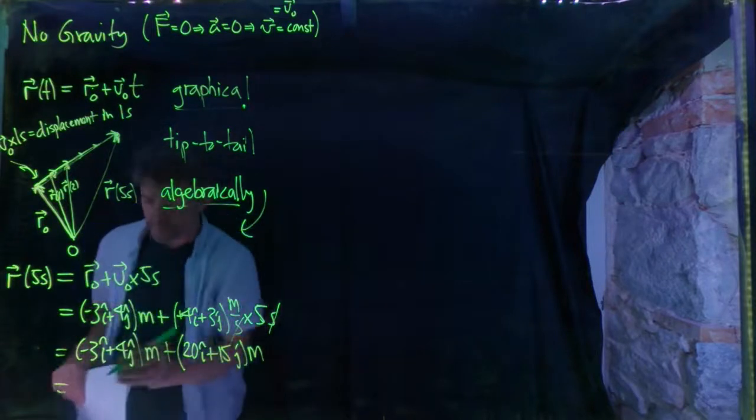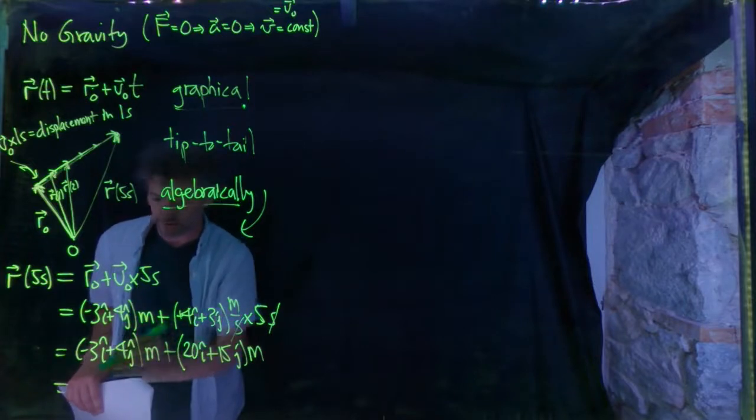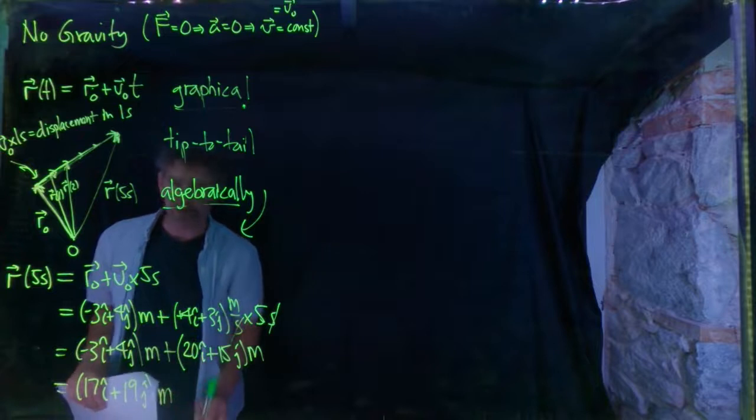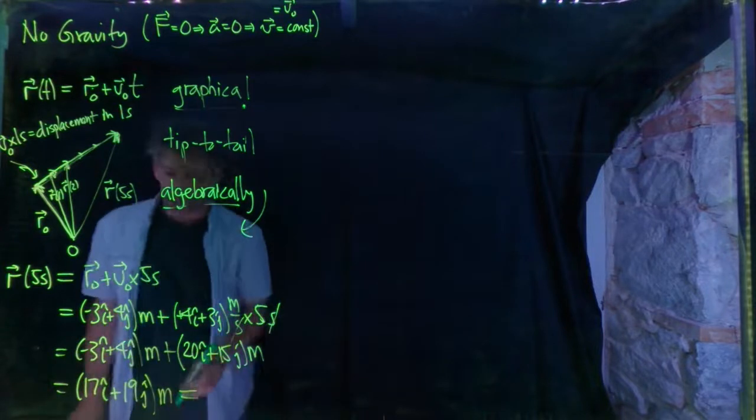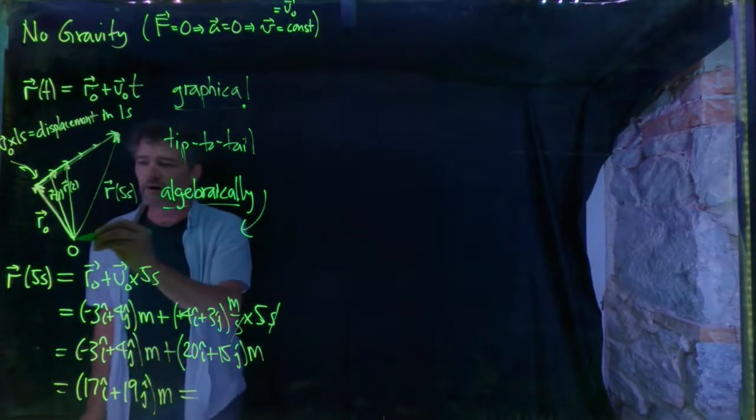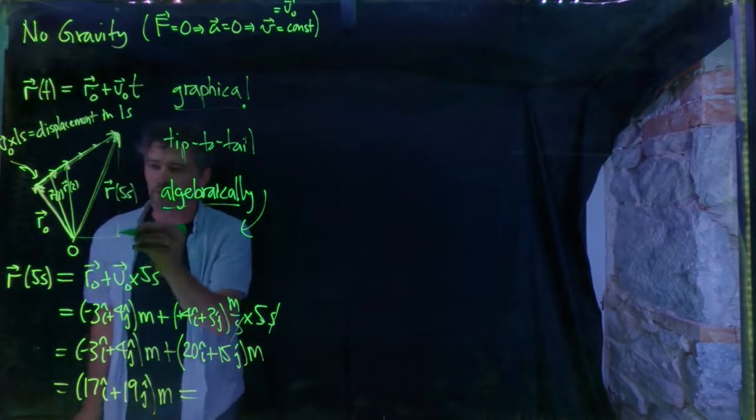And then we add these guys up. When you add vectors, you always add like components, i hat plus i hat. You add the i hat components from both, so that's -3 plus 20 is 17 in the i hat direction, and then 4 plus 15 is 19 in the j hat direction, and the units are meters. This is the i hat, j hat, or the x and y components of this position vector at time 5 seconds. It has an x component of 17 and a y component of 19.